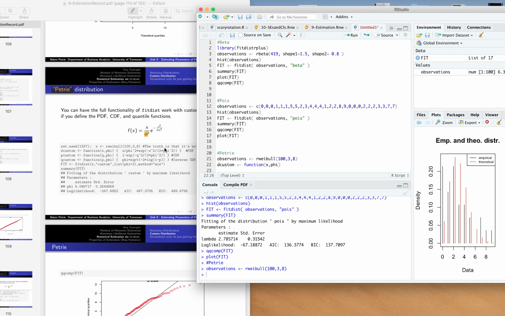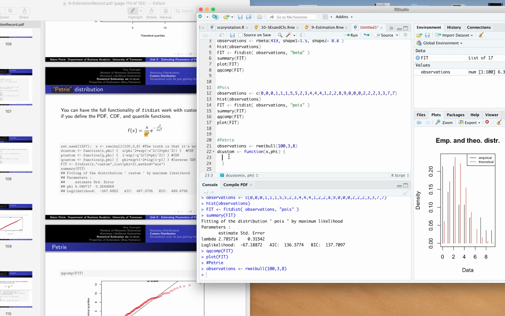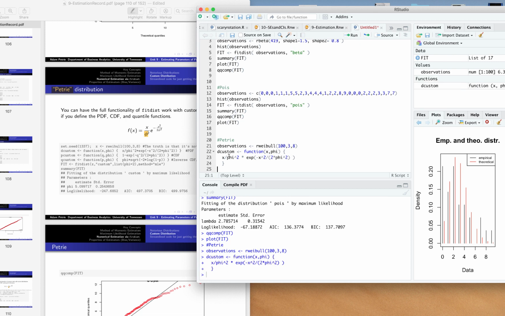I'm going to type that out as phi, and then in curly brackets, all I need to do is type out the formula, so transcribe this into R speak. So x over phi squared times e raised to the minus x squared divided by 2 times phi squared. And once I have this, fitdist is able to take care of us.